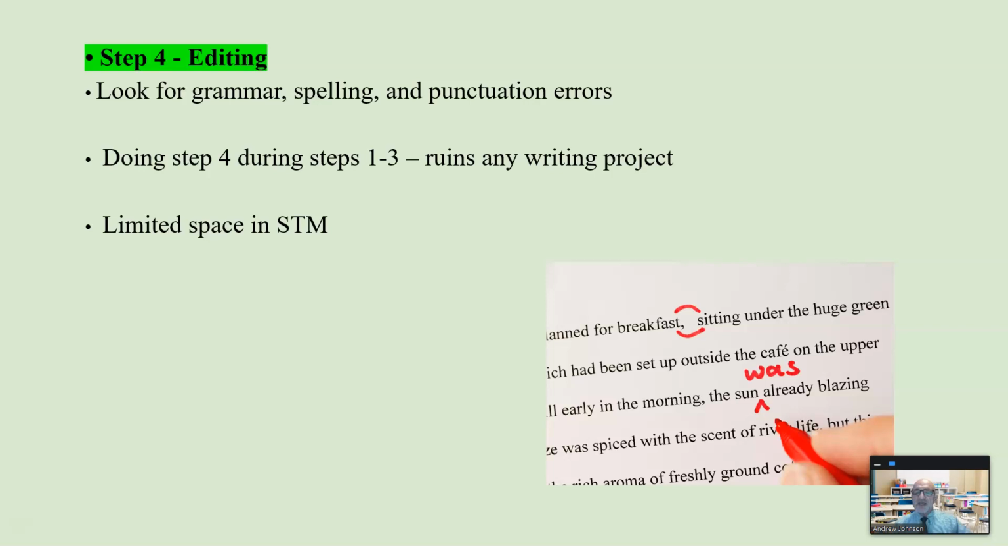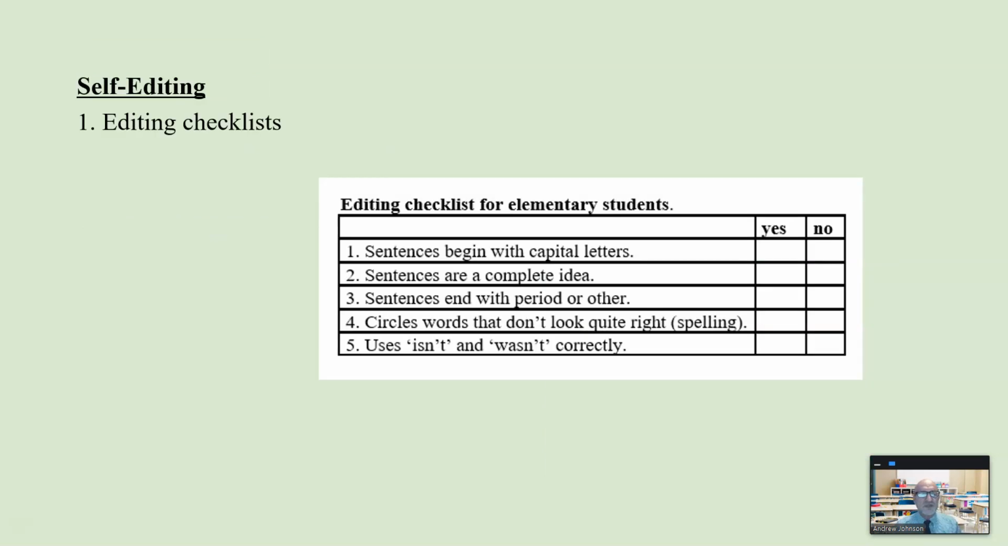You've shaped your paper. It reads the way you want it to read. You got rid of the bad stuff and it's all there. It's just perfect. Then you do the editing. Then you look for grammar, spelling, and punctuation. Now, if you try to edit as you pre-write, draft, and revise, it takes up space, limited space in short-term memory. You should be looking for ideas in steps 1, 2, and 3, generating ideas, organizing ideas, shaping ideas. And we don't have a lot of space up here for also trying to edit. So it ruins the process if you do the editing before step 4.